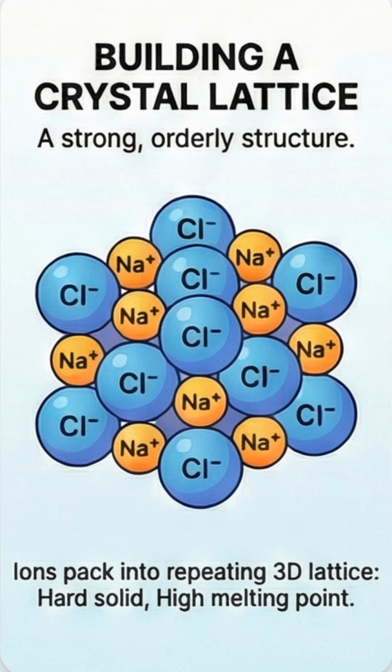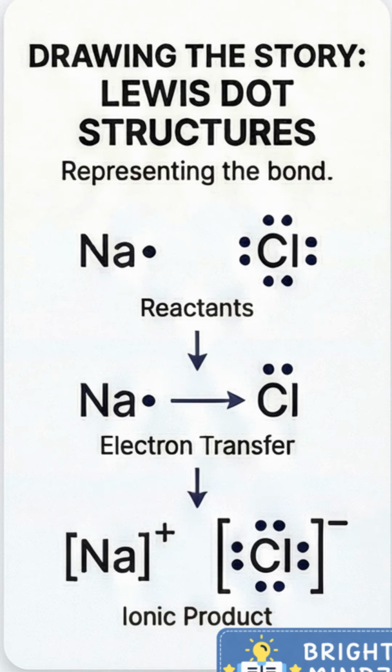Lewis dot structures simplify ionic bonding by showing only valence electrons as dots around element symbols. One can depict reactant atoms, the movement of electrons from metal to nonmetal, and the resulting ions with brackets and charges. This symbolic view highlights electron transfer while clearly indicating the final ionic product.